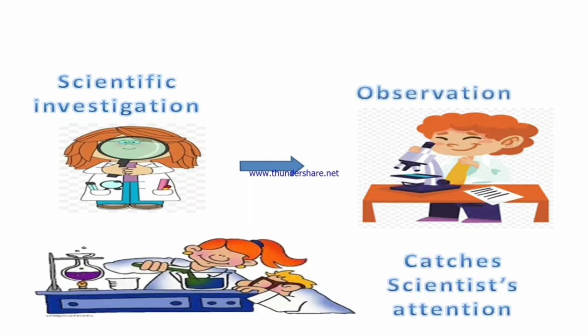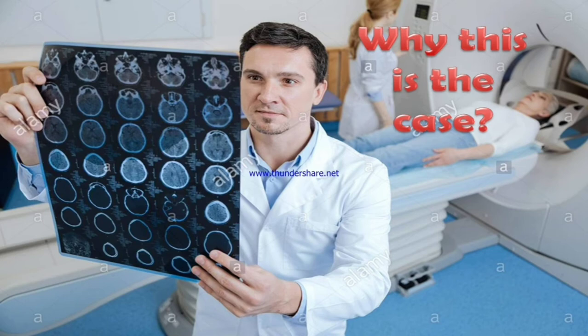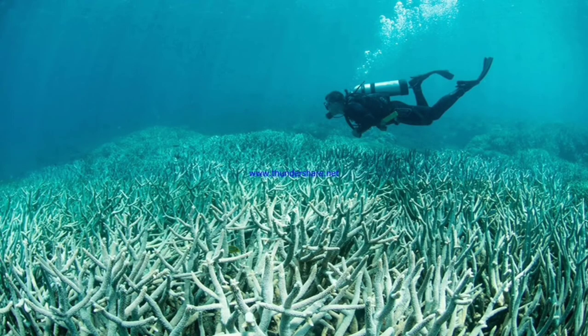A scientific investigation usually starts with an observation, that is, something that catches the scientist's attention. For instance, a cancer biologist might notice that a certain kind of cancer can't be treated with chemotherapy, and he wondered why this is the case. A marine ecologist, seeing that the coral reefs at his field site are bleaching and turning white, might set out to understand why.